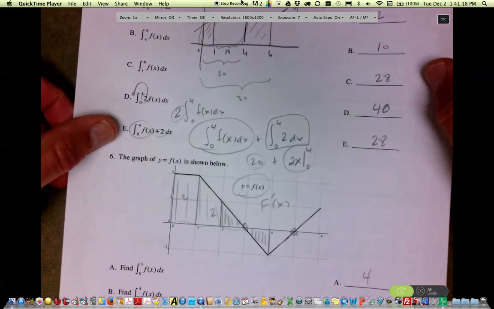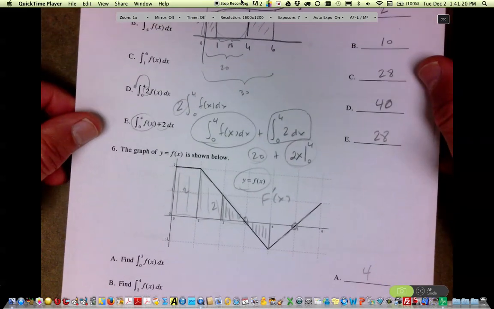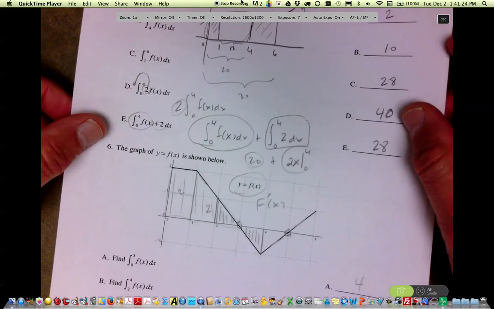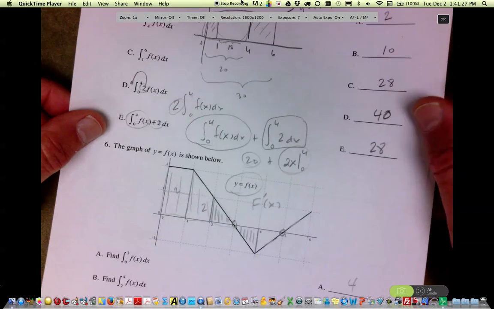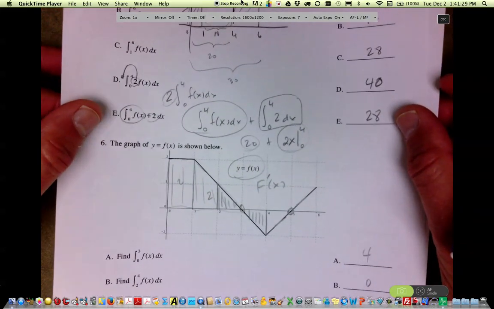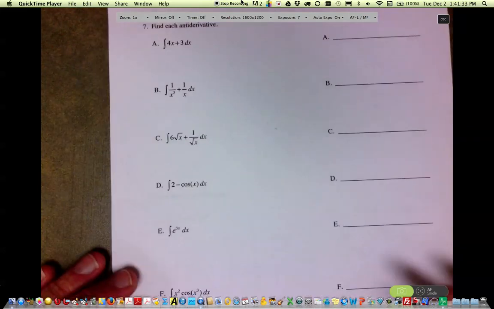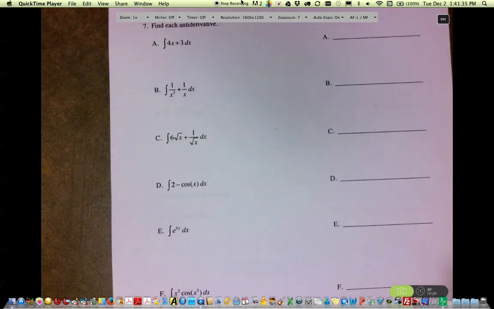Okay, all right, again, I think that those are mostly problems from section 5.3 and 5.4, and maybe a little bit of 6.4. Okay, next one is just a bunch of functions that we're going to find by taking antiderivatives.